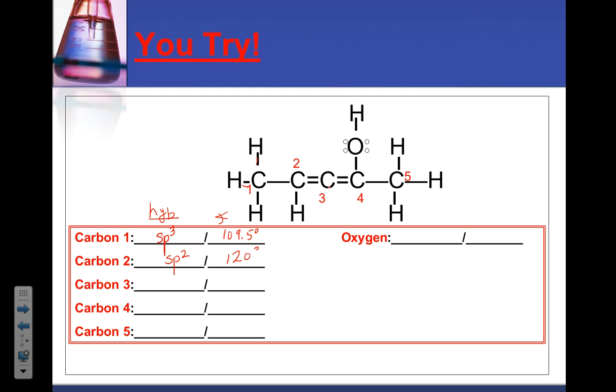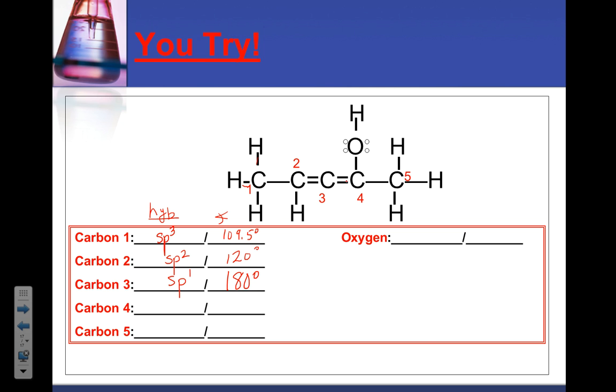Carbon number 3. You have a double bond here and a double bond here. There's 2 sides with something on it. So sp. You can write sp1. This is a linear portion of the molecule, so what would your bond angle be? Very good, 180 degrees is correct. Good job.